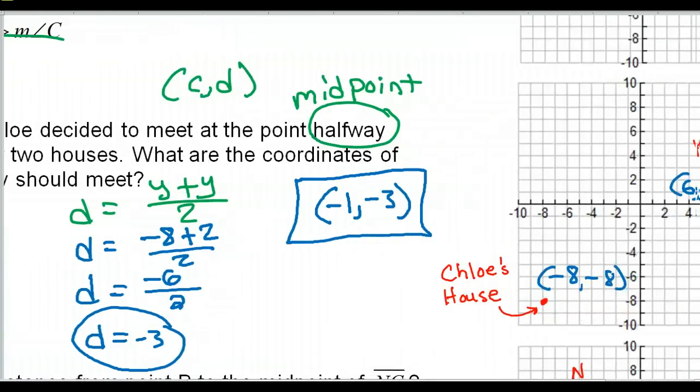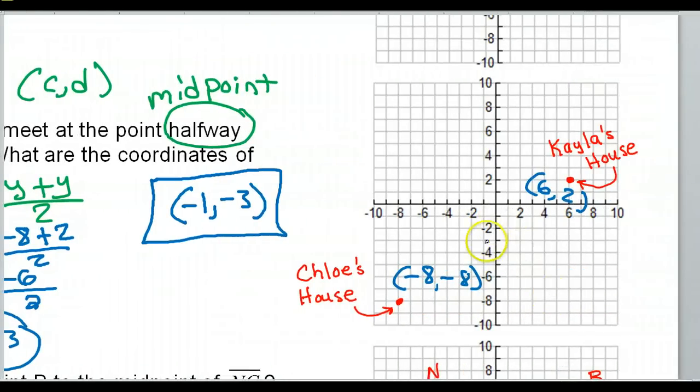Now let's graph it, as long as we have a graph right here, and see if that would appear to be the right thing. -1, comma -3 would be right here. And just eyeballing it, it seems to be about the middle between those points. But yeah, that is how you do that.